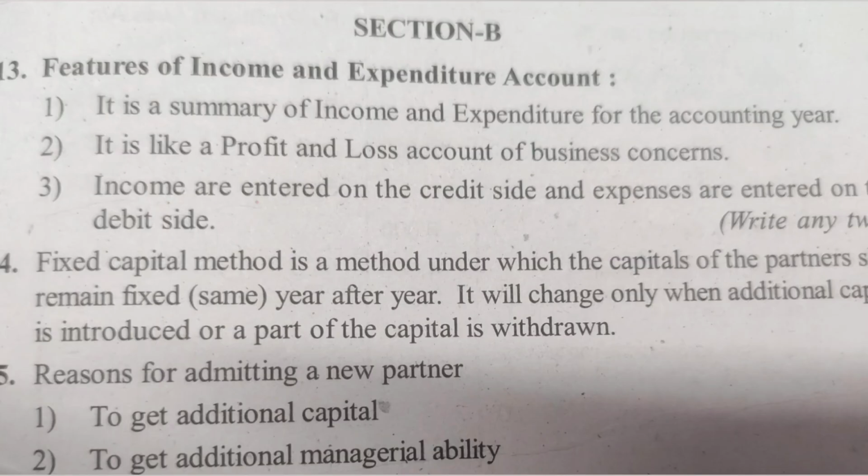First question: it is a summary of income and expenditure for the accounting year. So what is income and expenditure? It is nothing but the summary of the income and expenditure. And second, it is like the profit and loss account of the business concern. Incomes are entered on the credit side and expenses are entered on the debit side.